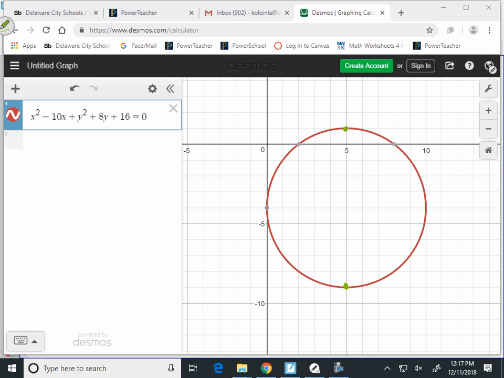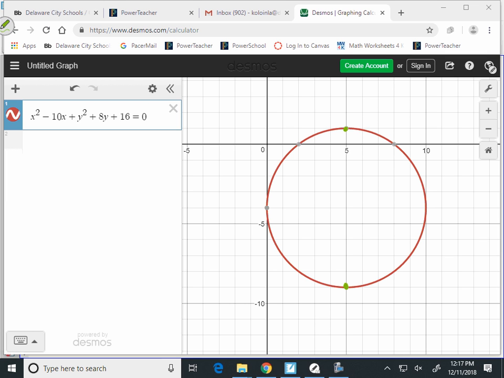Hold on. X squared minus 10x plus y squared plus 8y plus 16. Right? How far across do we get? All the way across, we get 10. 1, 2, 3, 4, 5, 6, 7, 8, 9, 10.